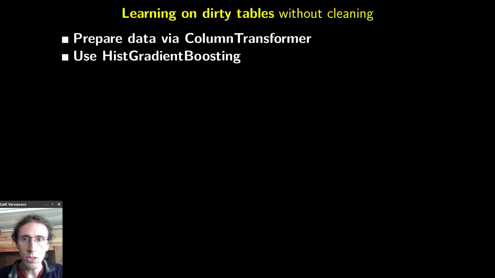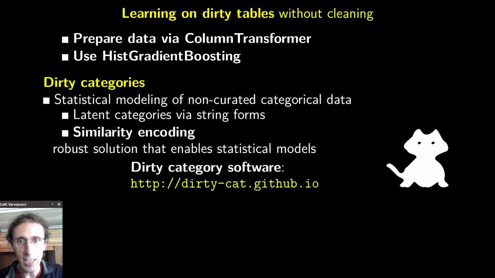So, to summarize, how do we learn on dirty tables without cleaning? We prepare the data with a column transformer, and quite often, it's best to use the hist gradient boosting classifier or regressor. This is a good default as a learner. If we have dirty categories, we can do statistical modeling of the non-curated categorical data by capturing its string forms. And so we can use similarity encoding or other string-based dirty category encoders that can be found in the Dirty Cat software.